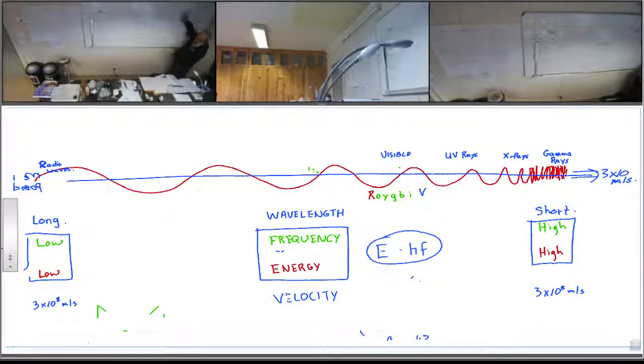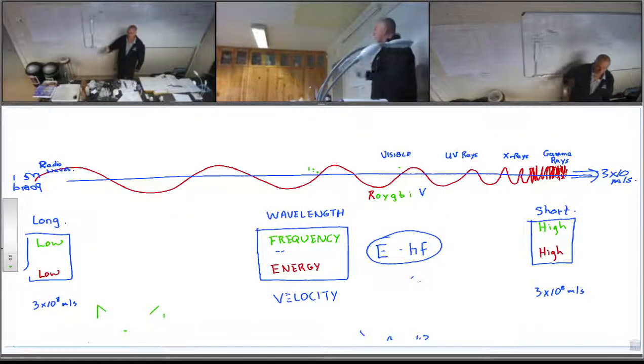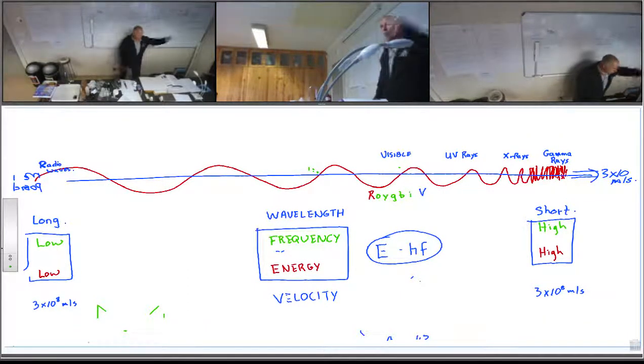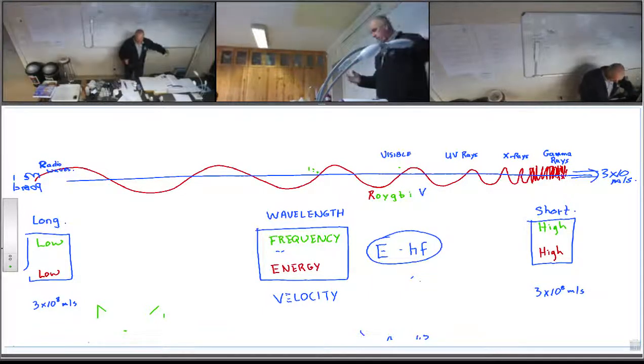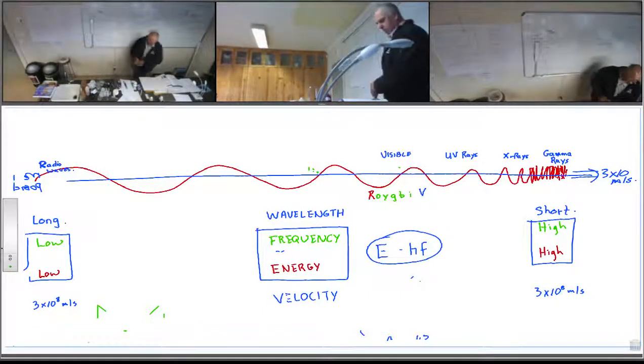We can't see this light. We can't see that light. Because we can't see it, we don't even consider it to be light. We call it waves or rays. But it's actually light. Okay? All of this makes up part of the electromagnetic spectrum.